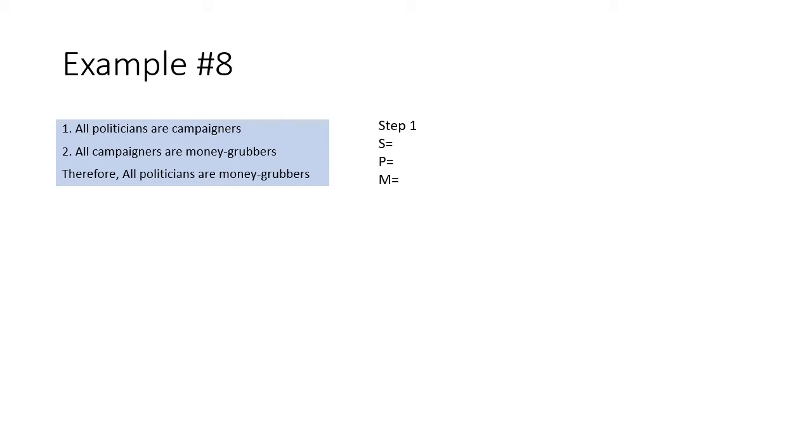And here we have our subject is politicians. Our predicate is money grubbers. And again, when I say this, it's of the conclusion. So subject, predicate of the conclusion. And that leaves campaigners as our middle term. So again, the term that's in both of the premises but not in that conclusion.